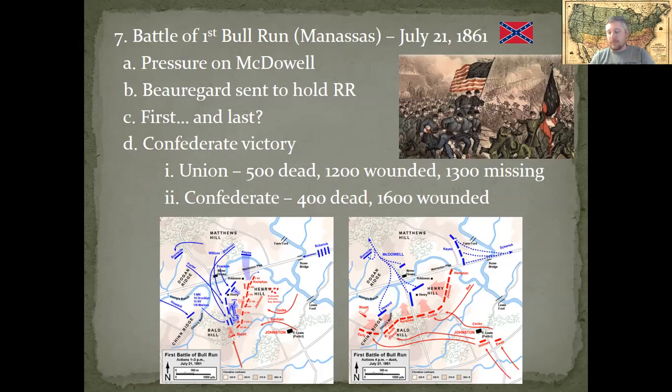The letter C there, first and last, I was alluding to this to introduce the battle, but many people thought this would be it. In fact, one almost humorous story that I've heard was, there were actually people that came out to watch this battle take place from nearby hillsides. I mean, they basically made a picnic out of it, not knowing, or perhaps they did know, I don't know, that this would be a tremendous loss of life. But this was no picnic. This was a major battle that had major implications.